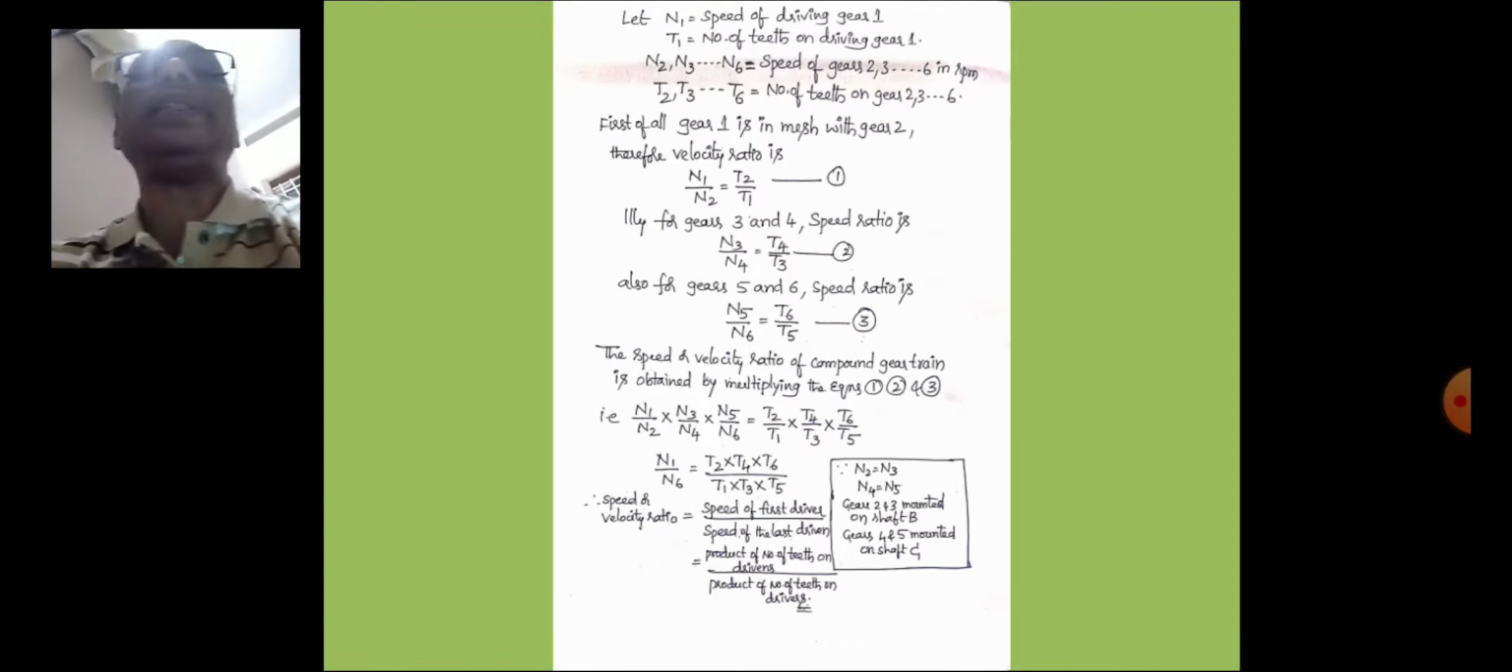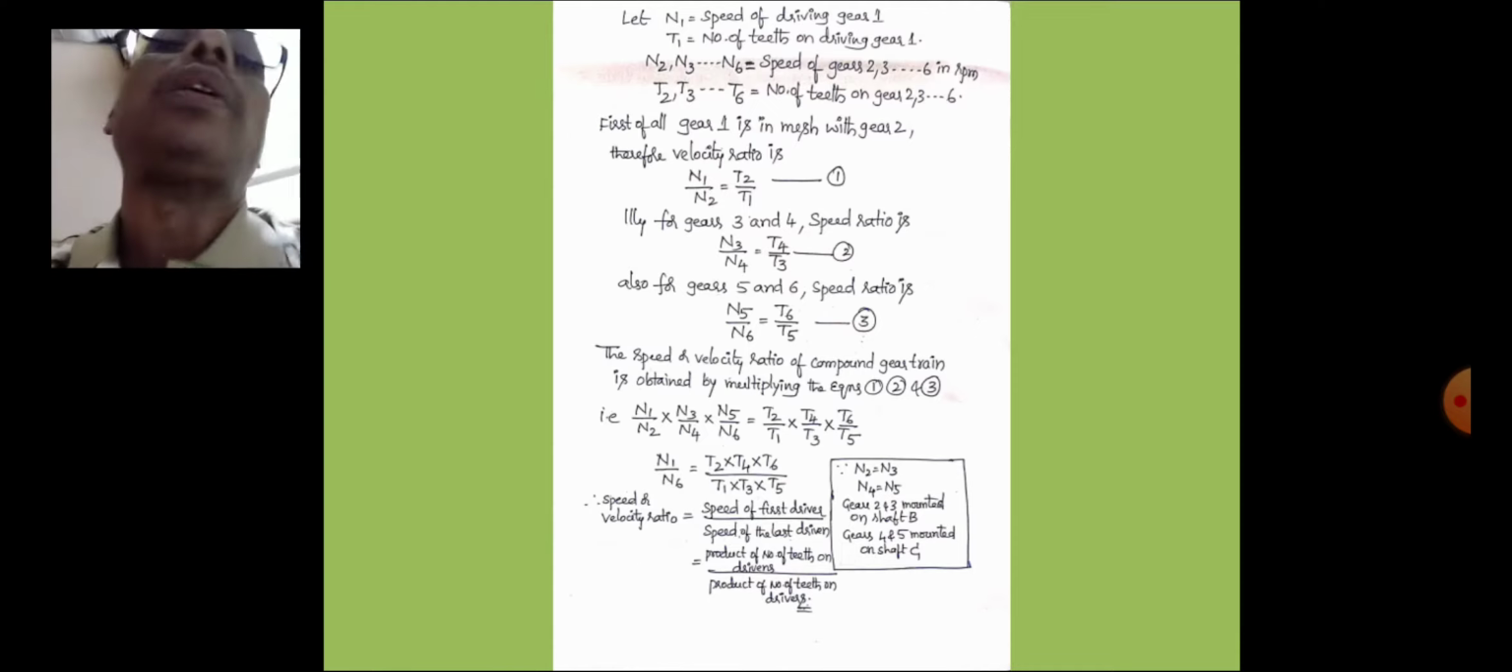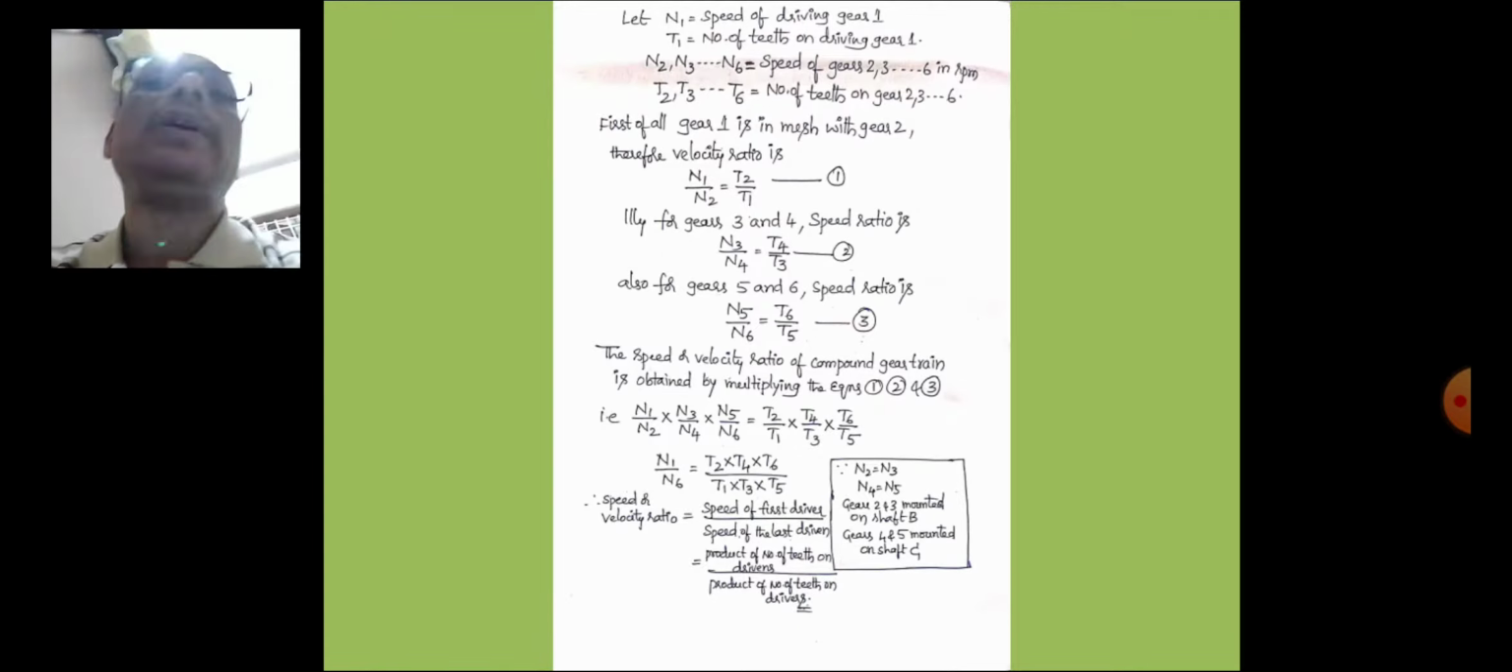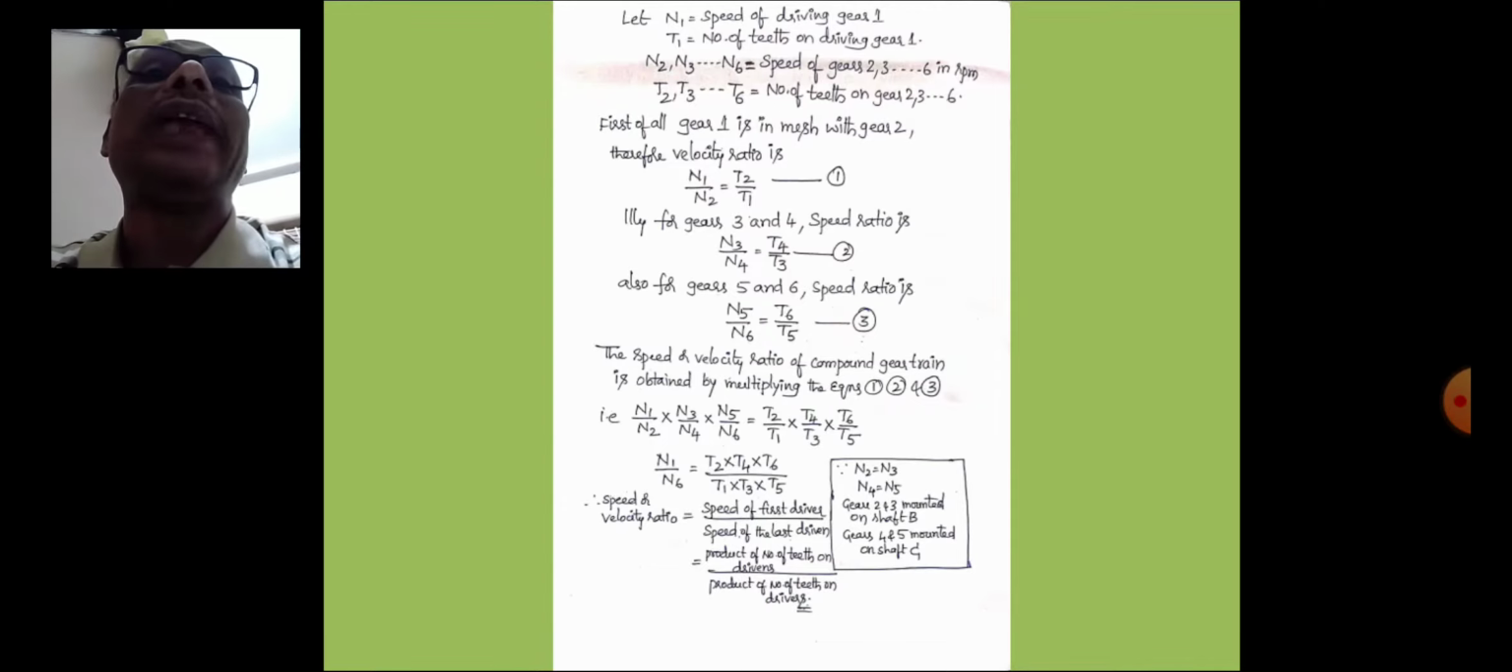T4 by T3. That is the velocity ratio between the gears 3 and 4. Now when gear 4 rotates in a clockwise direction, gear 5 is also rotating in the same direction with the same speed, as both are mounted on the same shaft. Once gear 5 rotates, it in turn rotates gear 6.